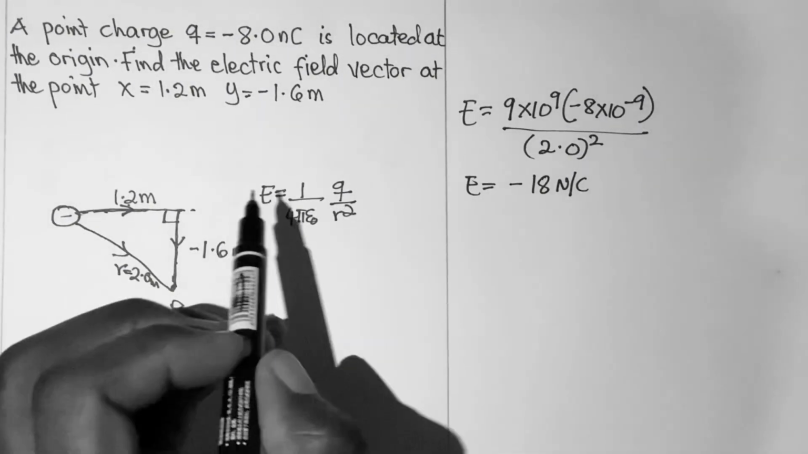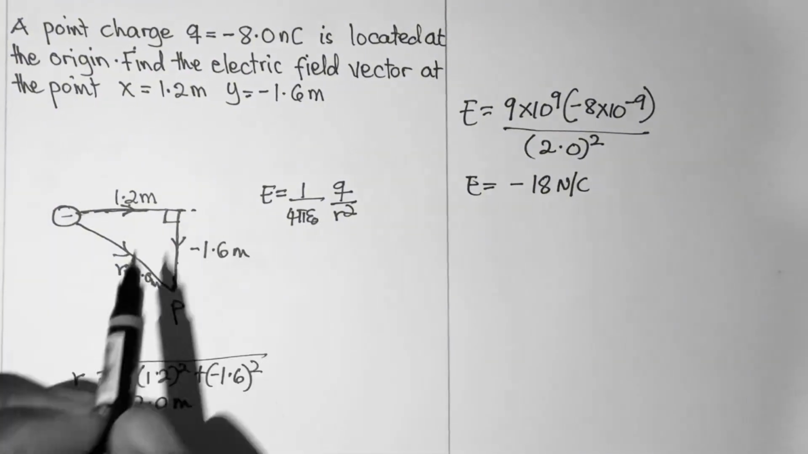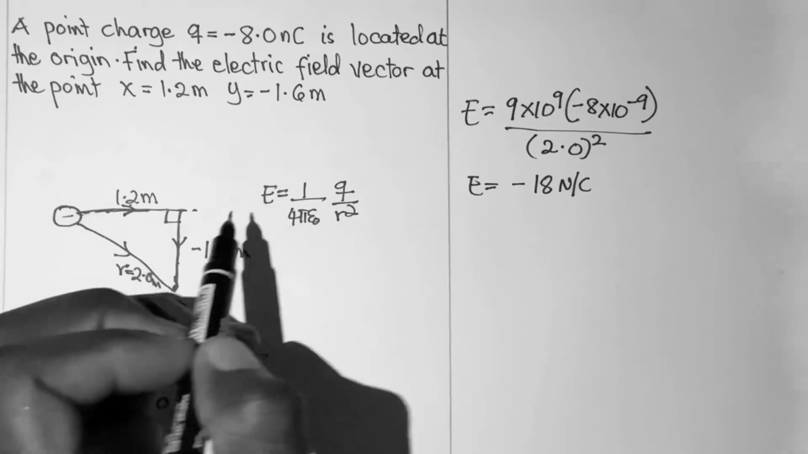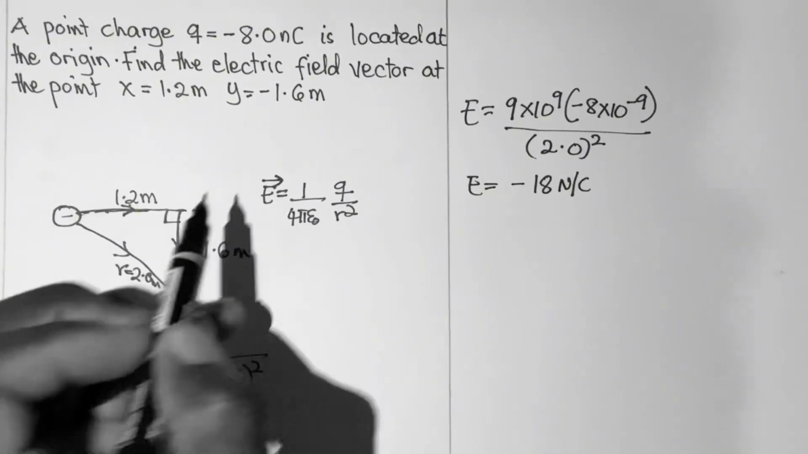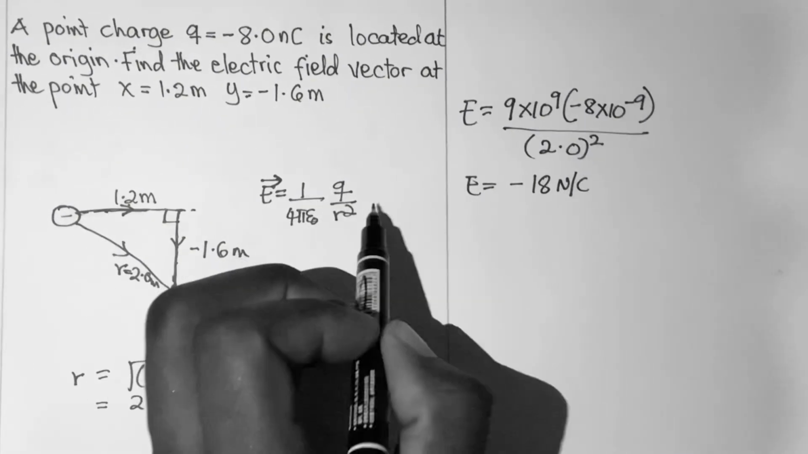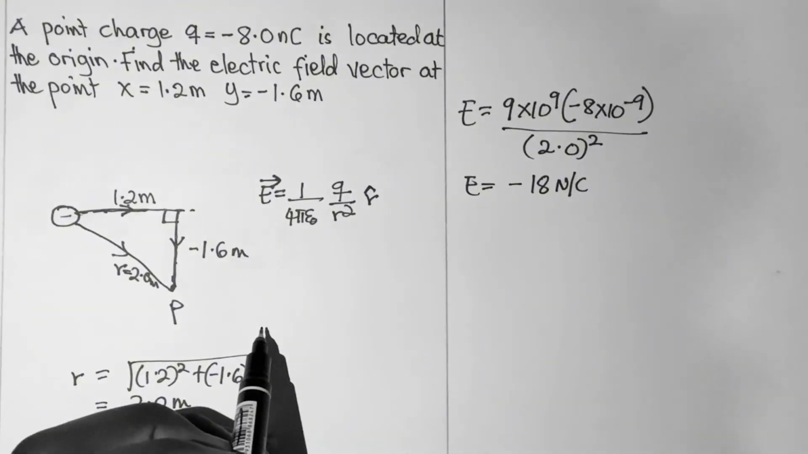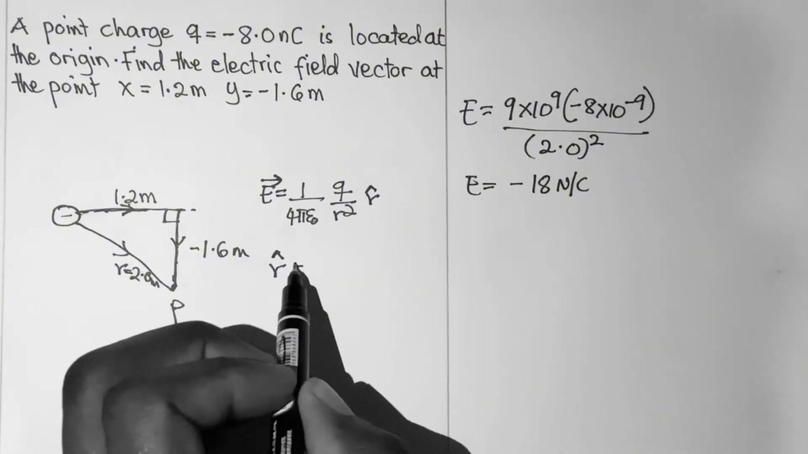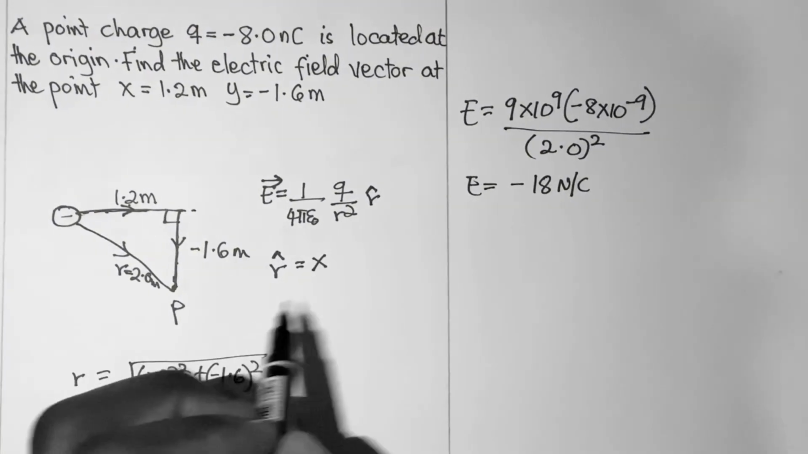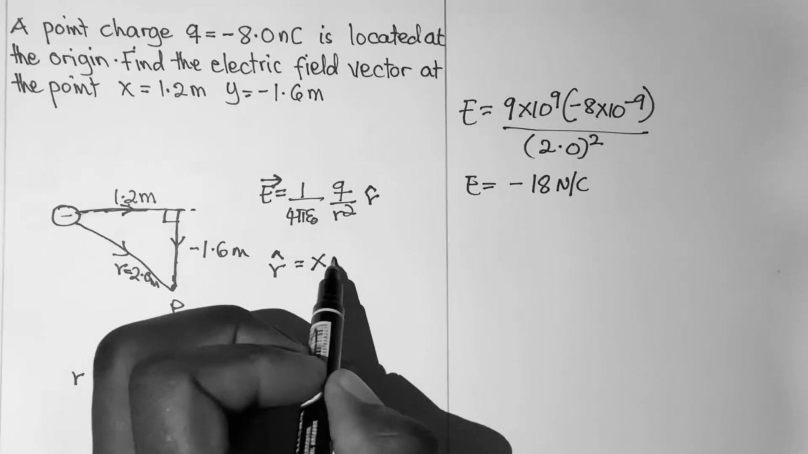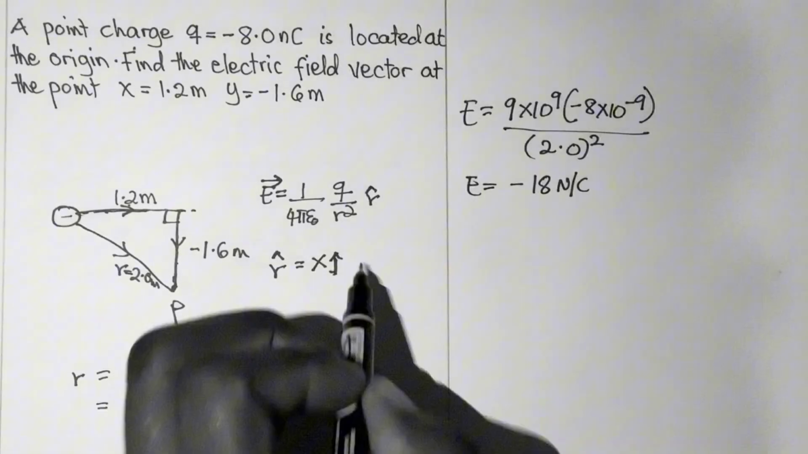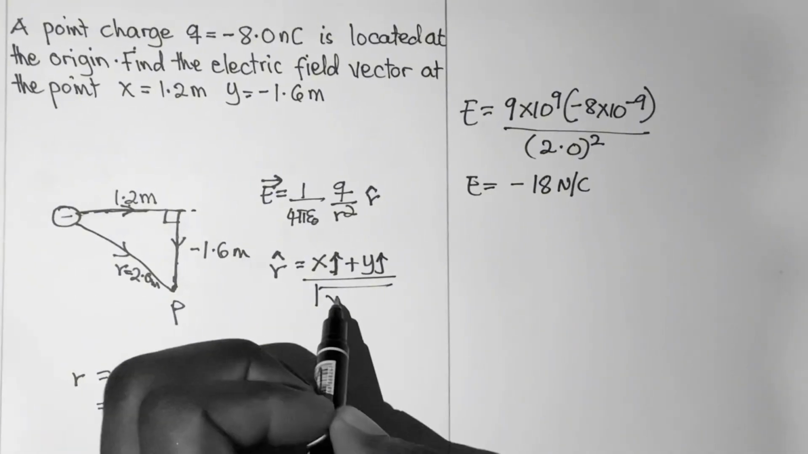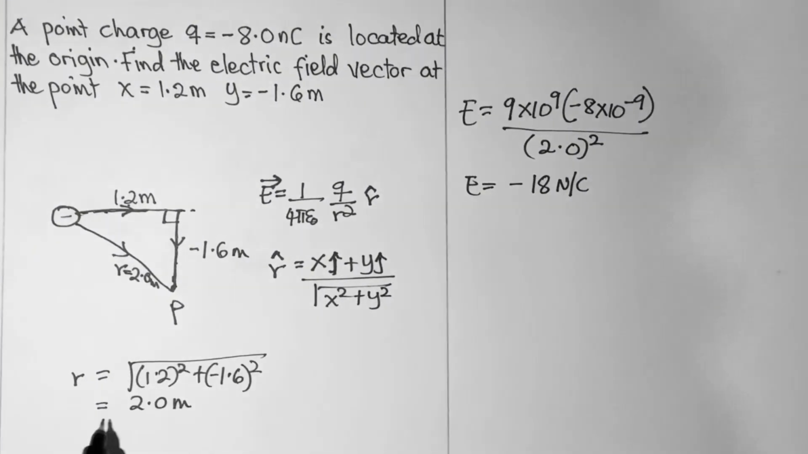But remember that we are looking for the electric field vector, so we need to find the vector. Let me modify this formula. The electric field vector is this constant times the unit vector. So let's find the unit vector. Remember that the unit vector is equal to x unit vector i, plus y unit vector j, divided by the square root of x squared plus y squared.